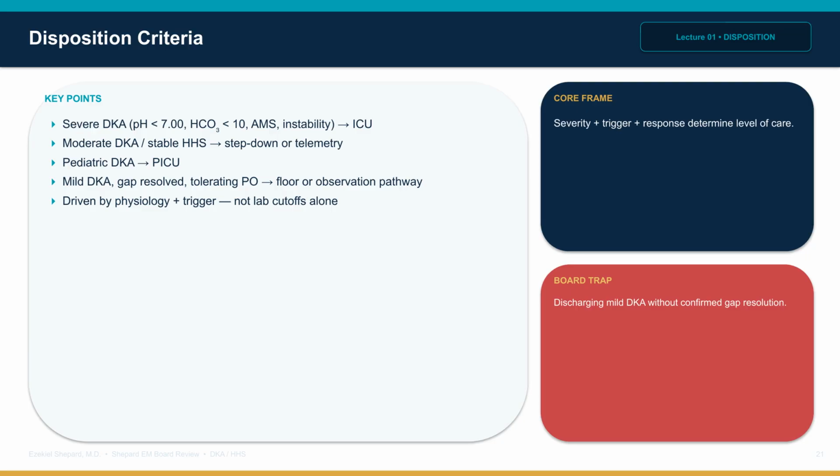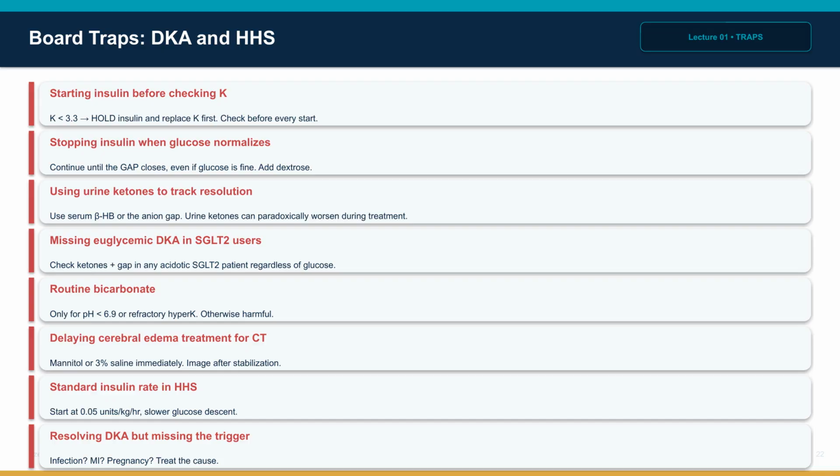Step-down or telemetry admission is appropriate for moderate DKA as well as stable HHS. DKA in pediatrics generally requires pediatric ICU. Mild DKA in a stable patient with resolved gap and tolerating oral intake may be considered for floor admission or, rarely, an observation pathway with close endocrinology follow-up. The board principle is that the disposition is driven by physiology as well as the trigger, not by the lab cutoff alone. The board traps are predictable.